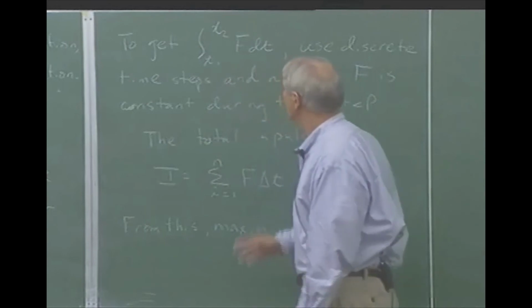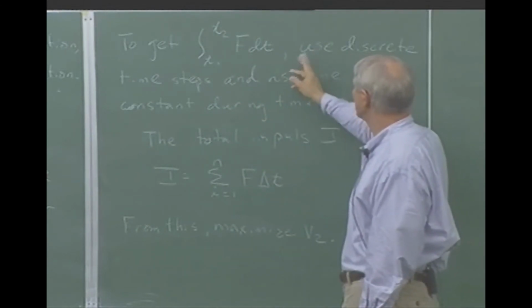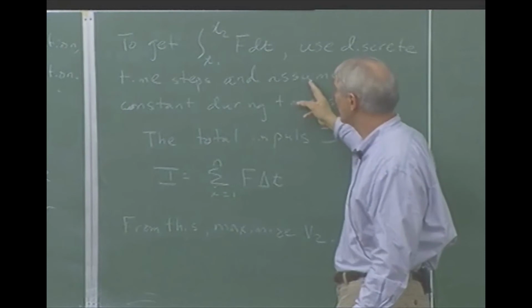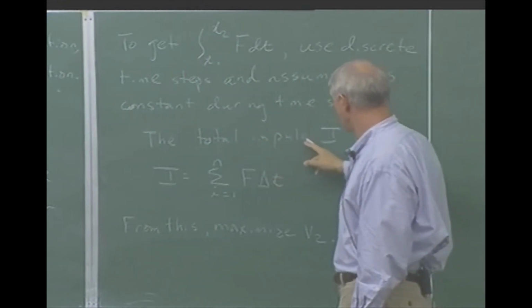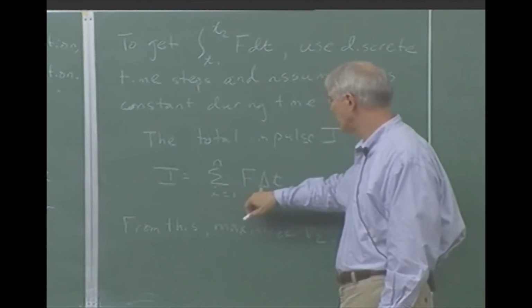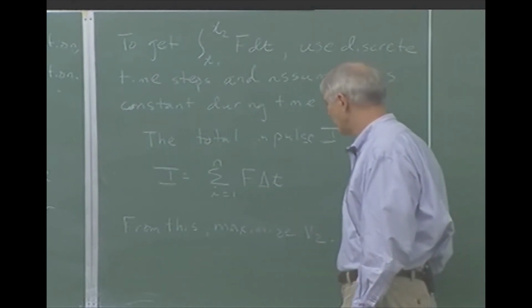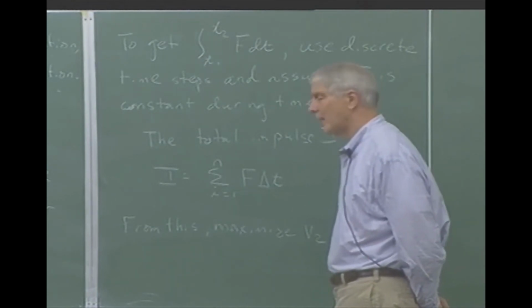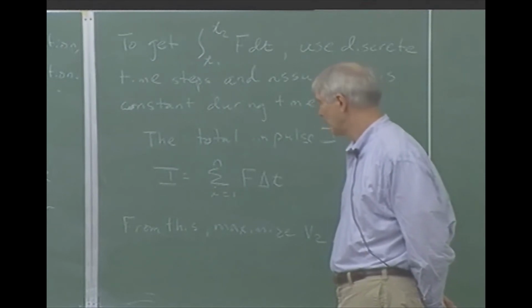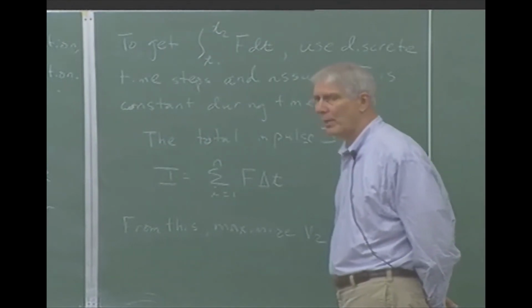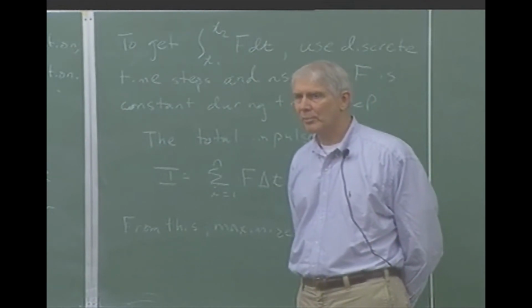Okay? In order to get the impulse, instead of integrating, we're going to use discrete time steps, and we'll assume that the force is constant during these time steps. And we already learned how to calculate the force, which is our thrust. Then we can say that the total impulse, we'll call it I, will just be the sum of all the forces times the little delta t's, where the delta t's are our time interval, 0.001 seconds. And then once we know the total impulse, we can use that to maximize our V2, or whatever it is we want to maximize. Probably in this case, we want to maximize the final velocity. Okay, so that wraps up the lecture portion of the pre-lab, and now we'll go into the lab demonstration.